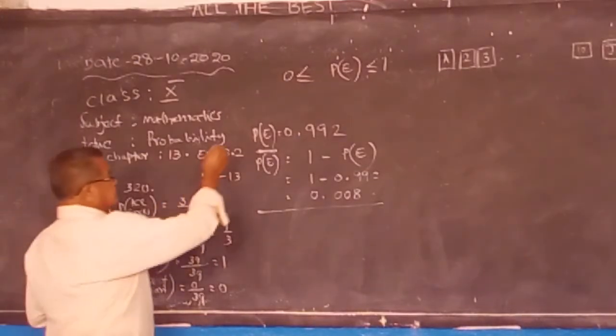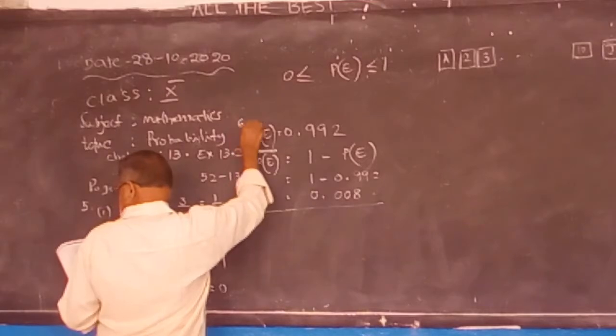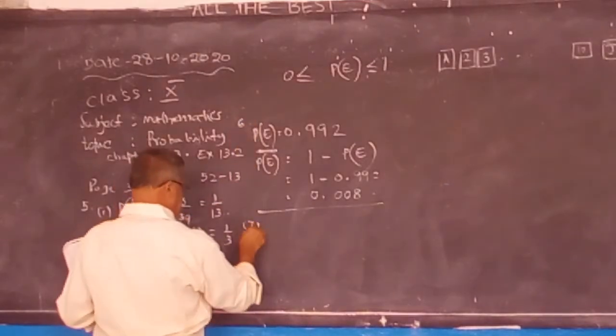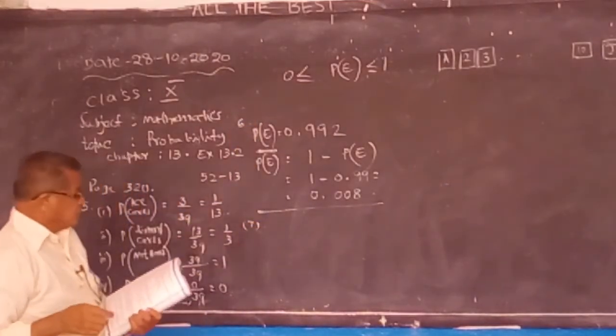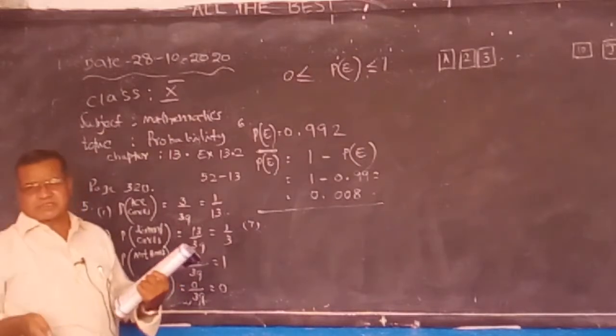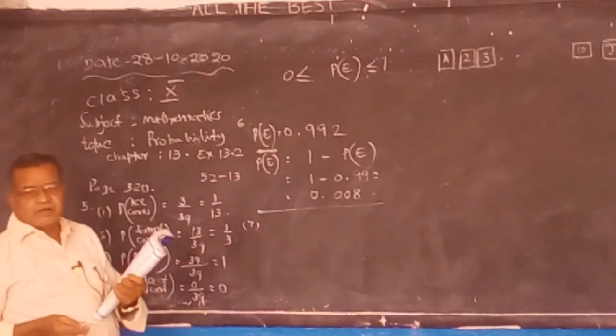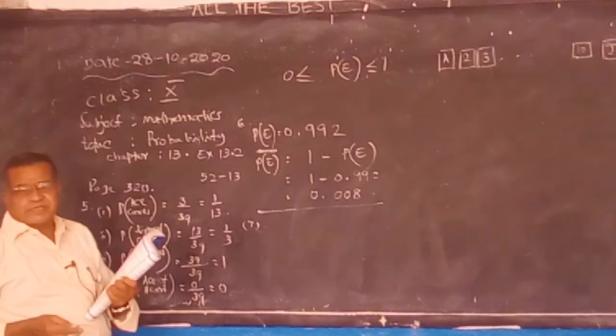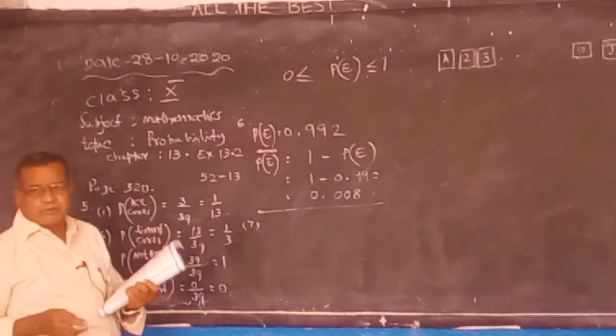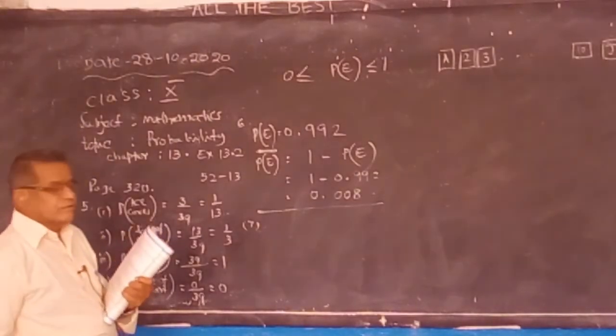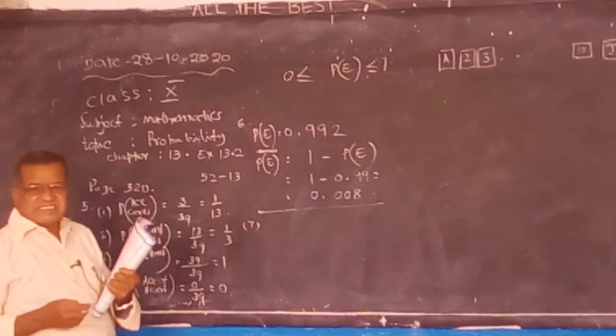And this is the 7th question. This is 6th question. Now 7th question. See, simply subtract. Not means subtract from 1. Probability maximum value is 1. Least is 0.